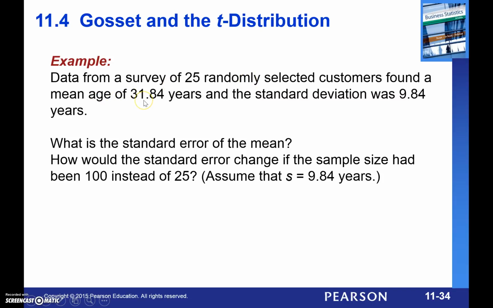We found a mean age, so we're looking at ages here. The mean age is 31.84 years, and the standard deviation was 9.84. Again, this is y bar, 31.84, the mean age, and this is s, the standard deviation of that sample, 9.84. So what is the standard error of the mean? And how would the standard error change if the sample size had been 100 instead of 25? Notice we're increasing sample size.